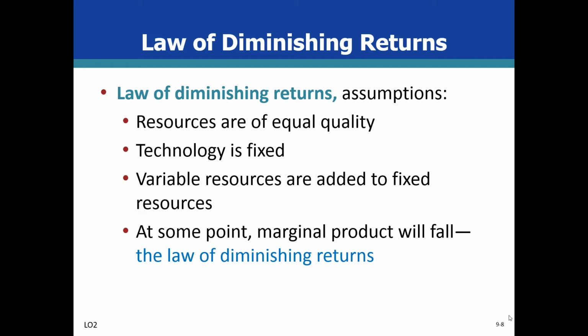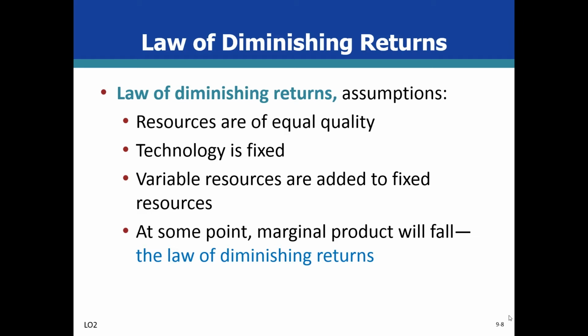So here's the key learning. In determining where a firm should produce, at what level, and exactly how much they can get by adding more and more units of labor to produce more and more output, we look at the law of diminishing returns. To understand the law of diminishing returns, we have to make certain simplifying assumptions. First is that the resources are of equal quality. As you add individuals to an assembly line or to a retail service process, you're adding resources of equal quality.